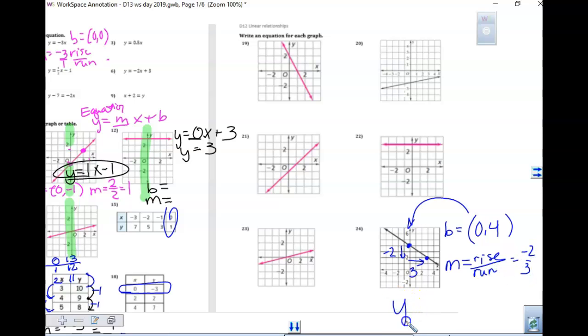And now I'm going to write my equation. Instead of m, I'm going to put -2/3, because that was what m is equal to. x, because it's a slanted line, plus 4 is my b.